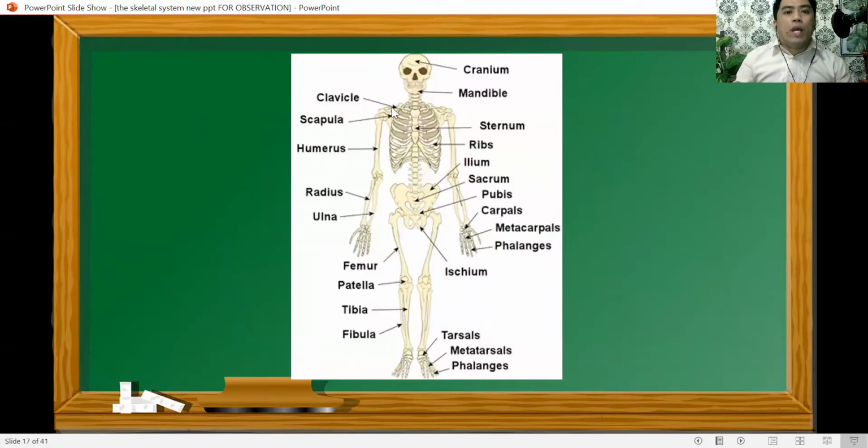Yan. So kung titingnan natin dito, ito yung diagram ng skeletal system na mayroong label. Yan. So cranium or skull, mandible, dito yan. So clavicle, scapula sa likod, sternum, yan. So makikita yan sa worksheet ninyo, may nilagay ako diyan. So makikita niyo yan. Okay, next.